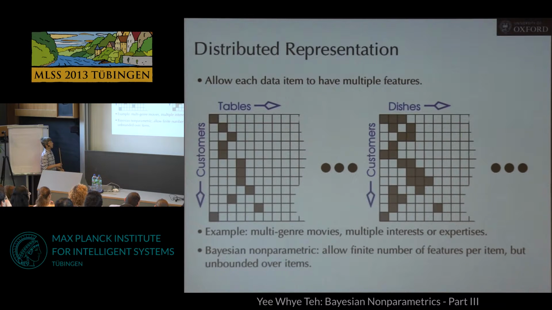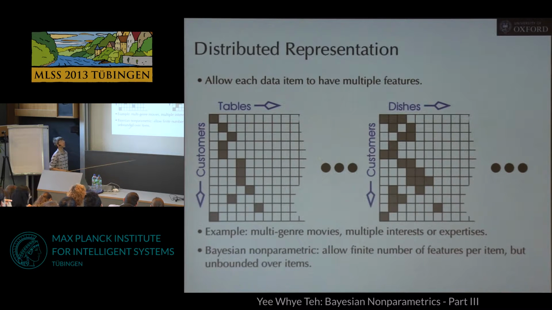Okay. So we'd like to take a Bayesian nonparametric approach where the number of features could be unbounded, similarly to the clusters, where it could be unbounded here. So we're going to allow the number of features to be unbounded this way, but we're going to assume there's only a finite number of features per item. Okay. So for every item here, the number of shaded squares is going to be finite.